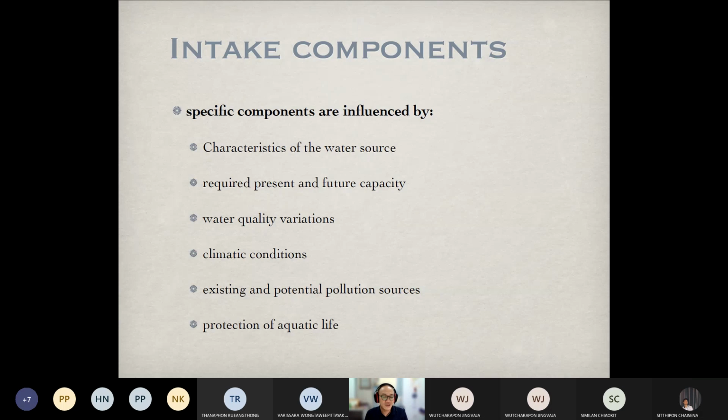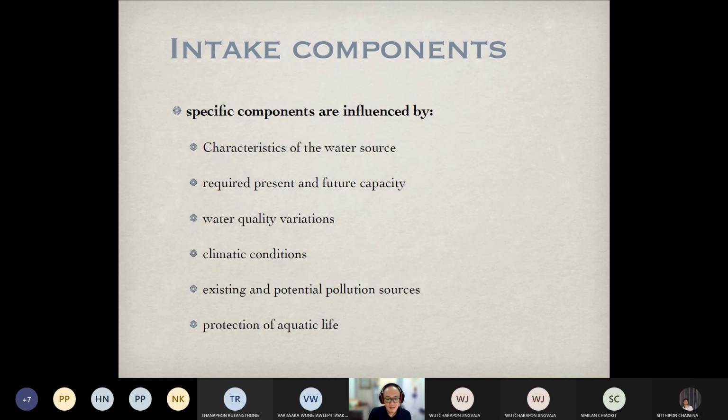Water quality variations: as I told you, sometimes the turbidity is high, but sometimes it's low. So intake facilities should accommodate such wide variations in terms of both water quality and water level.